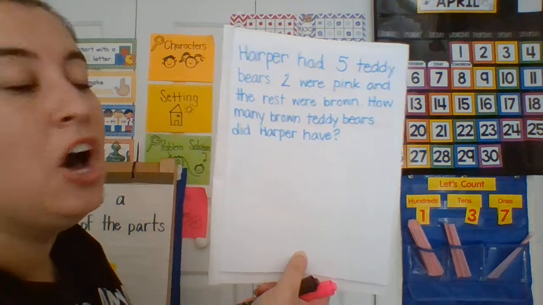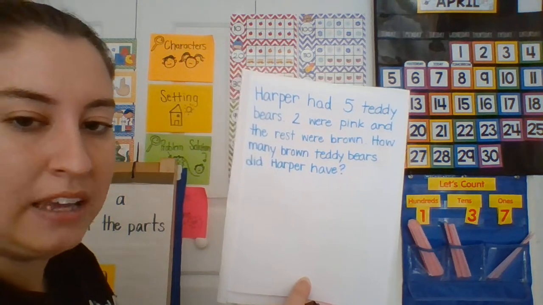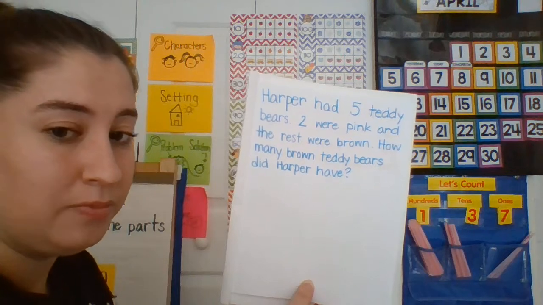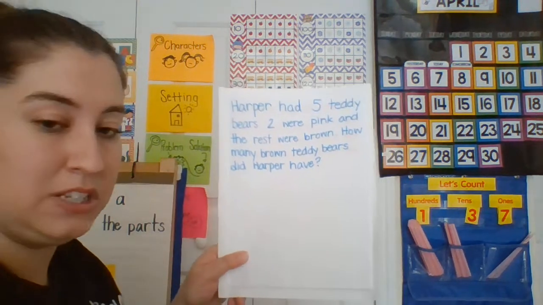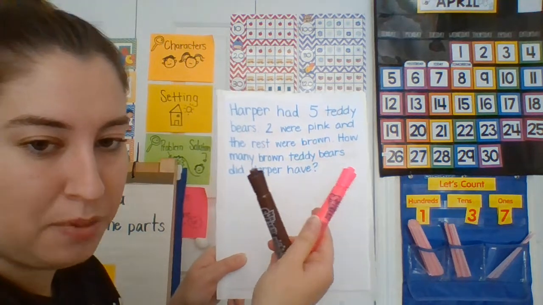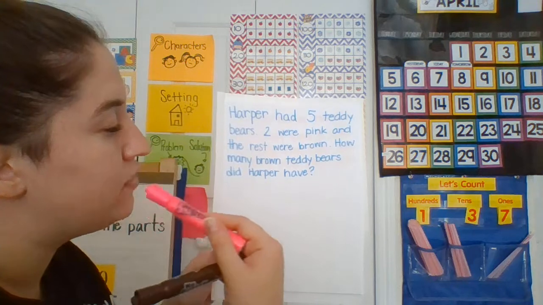But our problem yesterday was Harper had 5 teddy bears. 2 were pink and the rest were brown. How many brown teddy bears did Harper have? Now, Mrs. Arnold grabbed a brown and a pink marker so that she can solve her problem. Harper has 5 teddy bears.